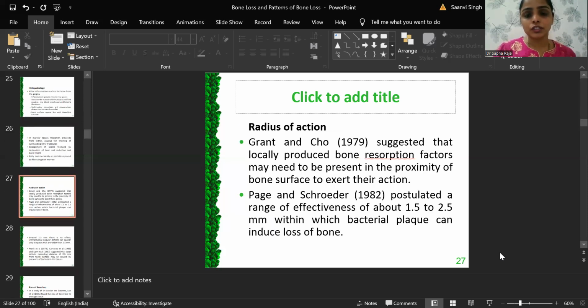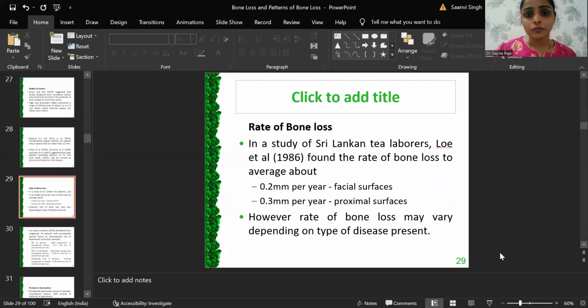Garant and coworkers suggested that locally produced bone resorption factors may need to be present in proximity to the bone surface. Page and Schroeder postulated a range of effectiveness of about 1.5 to 2.5 millimeters within which bacterial plaque can induce bone loss. Then how does the rate of bone loss take place? There is a famous study of Sri Lankan tea workers by Löe et al., in which on the facial surface 0.2 mm per year of bone is lost, and on proximal surfaces 0.3 millimeter per year.